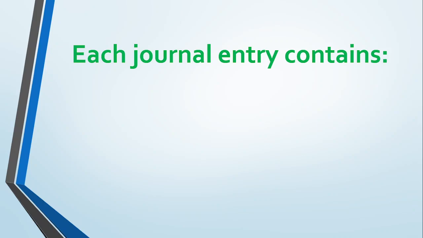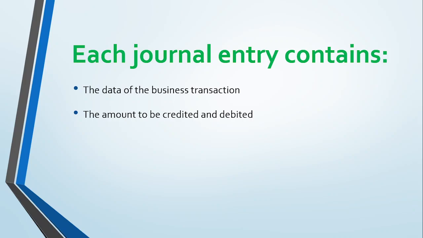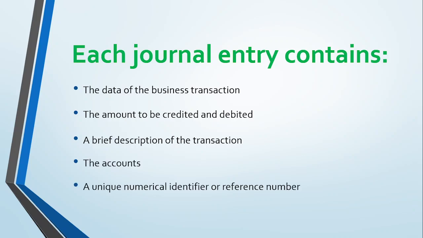When you record a journal entry, you need to remember that you need to insert the date of the business transaction. For example, if your company purchases a material, you receive an invoice, which is a legal document. You use the date of the invoice to prepare your journal entry. You insert the amount to be credited and debited, a brief description, the accounts, and the system gives you a unique number for every journal that you record.